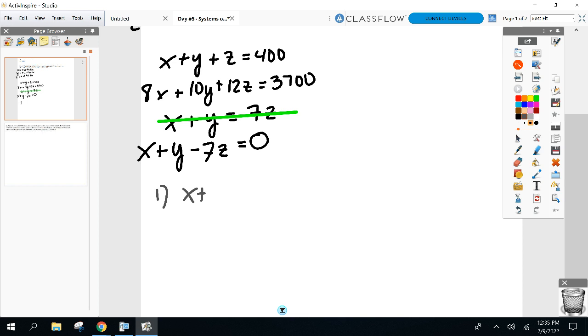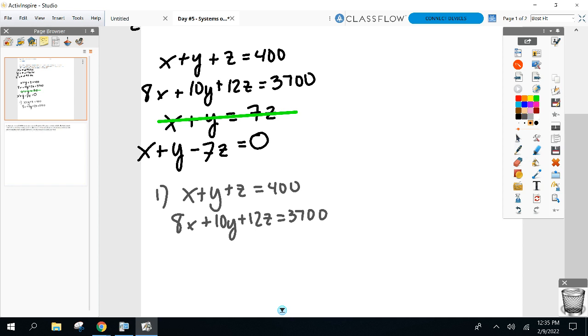When you do one on your own tomorrow, you can pick whatever two you want and eliminate whatever variable you want. But for me, just so we're all on the same page, I'm taking the first and the second one, and I want you to help me eliminate X. All right, X plus Y plus Z equals 400. Second equation, 8X plus 10Y plus 12Z equals 3,700. I want to eliminate X. Tomorrow, you can eliminate whatever the heck you want, but it's got to be the same variable from each equation.